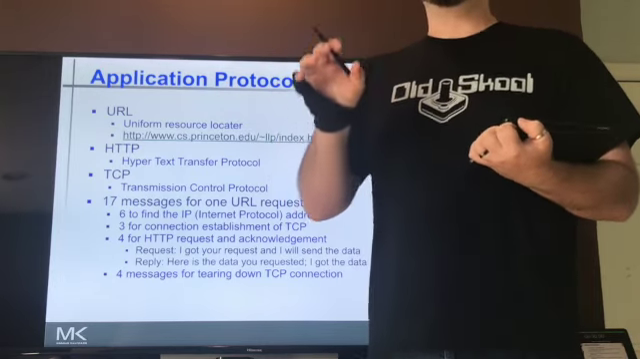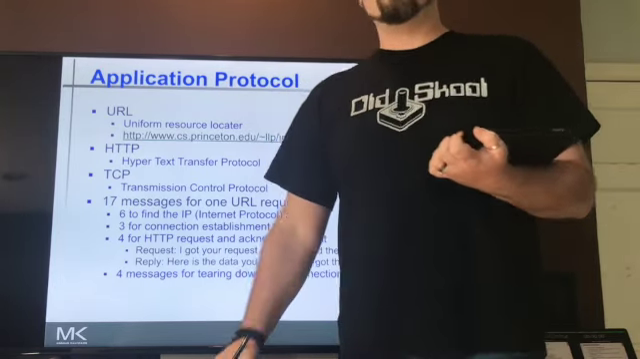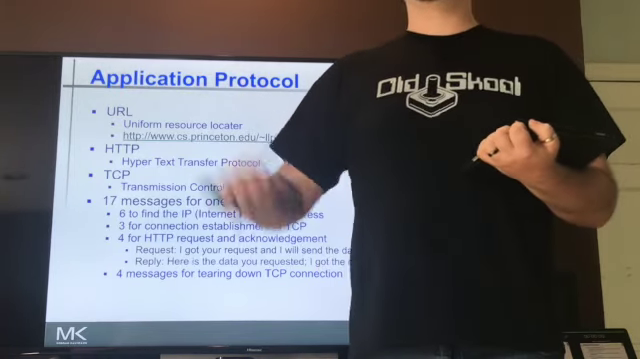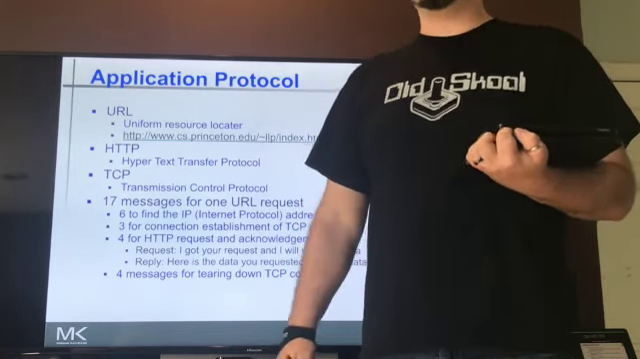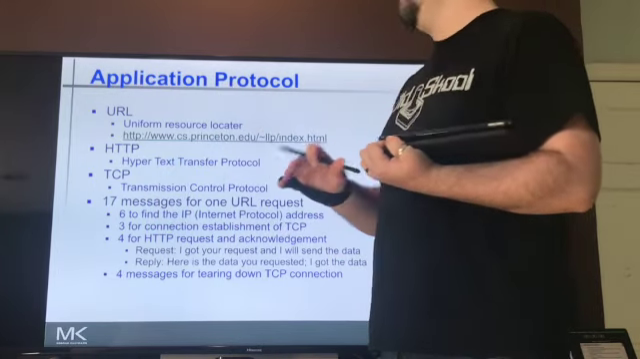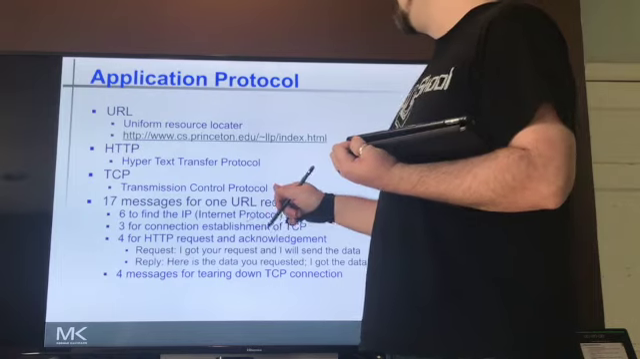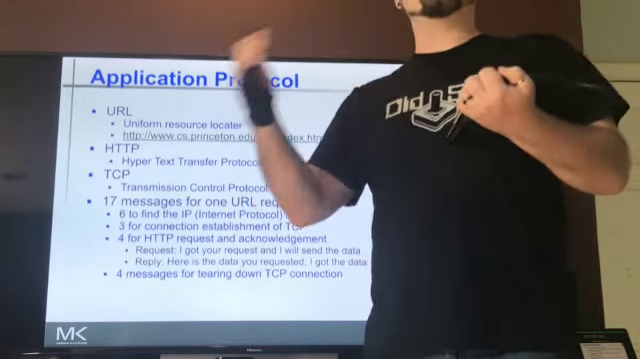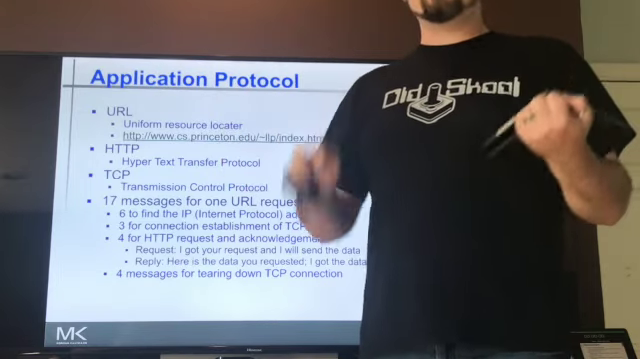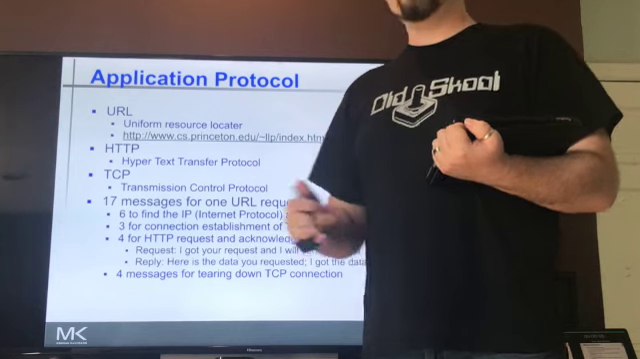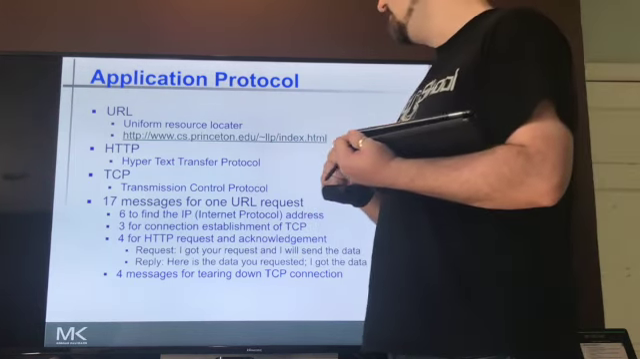I need to know the IP address, the identifier for this particular machine. And so there are 6 messages just used for DNS translation from URL to IP addresses. And then there are at least 3 messages that are sent back and forth just to set up a connection. And it's not like a physical connection, it's a logical connection. We'll get into that again when we talk about TCP.